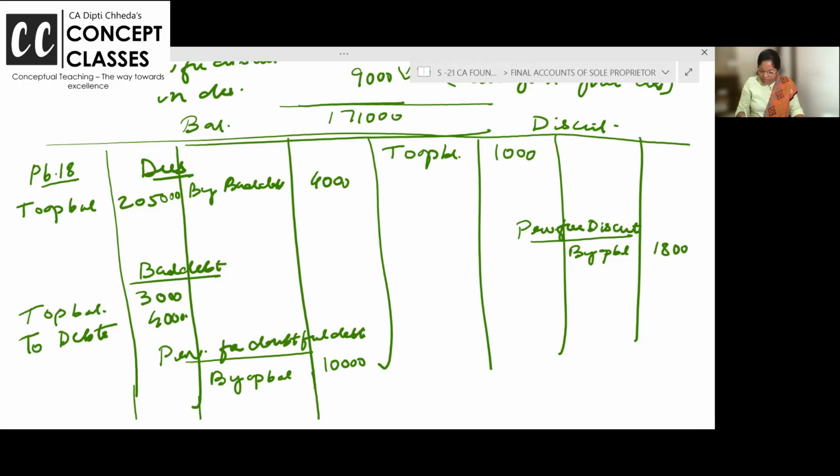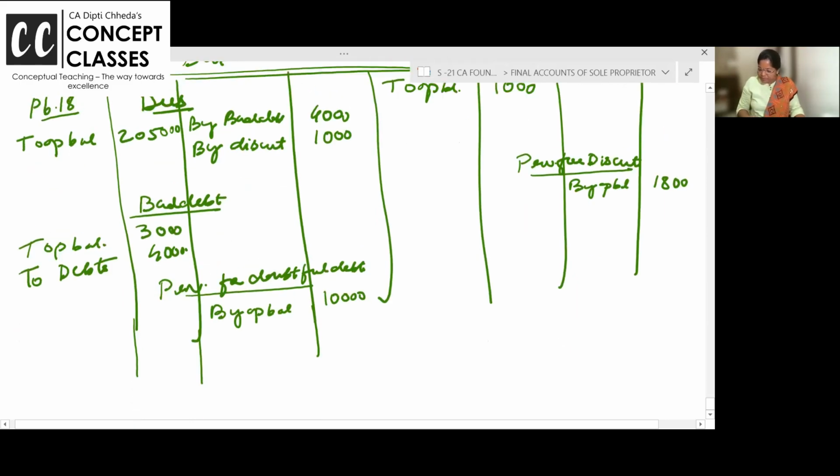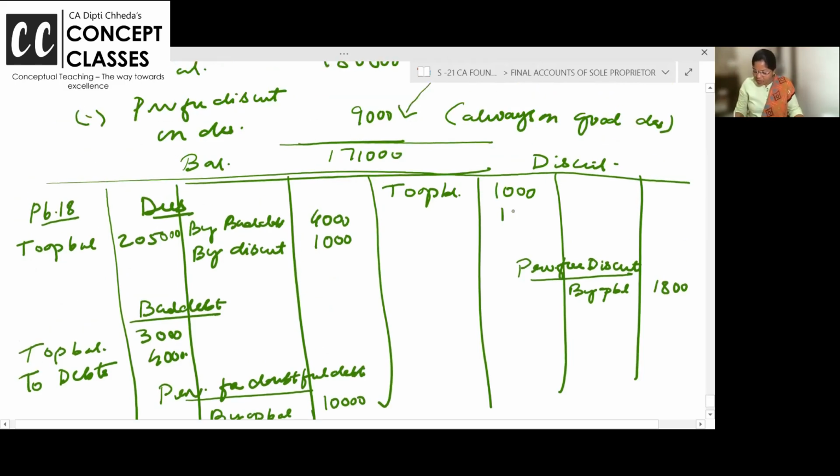1,000 more you have given discount also. Reduce the debtors. Discount: already discount is there 1,000. 1,000 more discount you have given to debtors. Now, okay. So now we have debtors how much? We have debtors 2 lakhs.